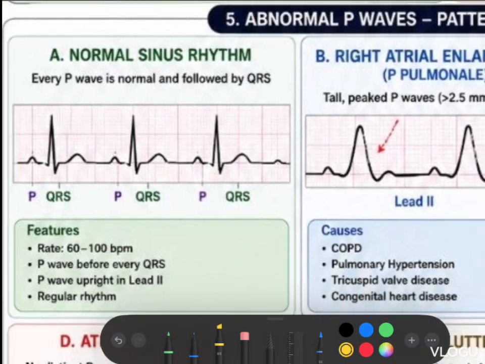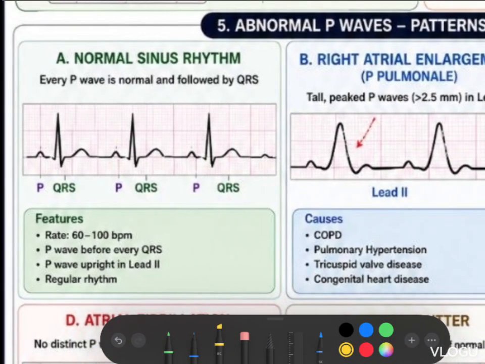Okay, so we already discussed this normal sinus rhythm. In normal sinus rhythm you can see the same distance between the R waves. The boxes will be the same, so that is what we call normal sinus rhythm. We already discussed that criteria.